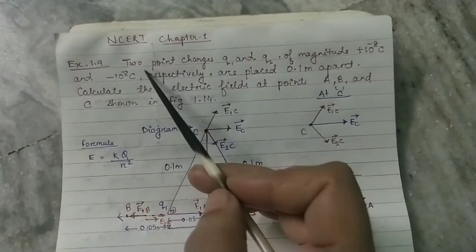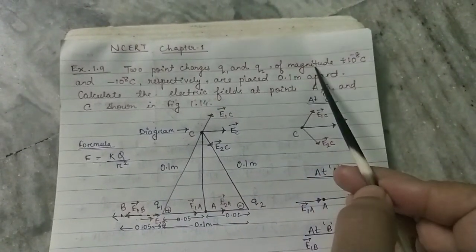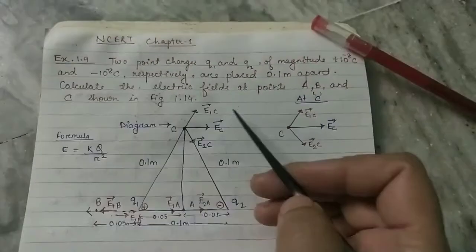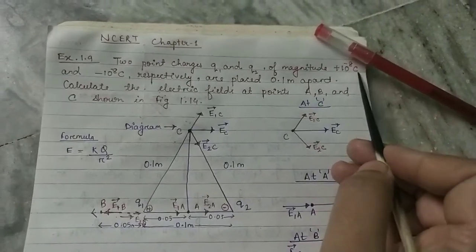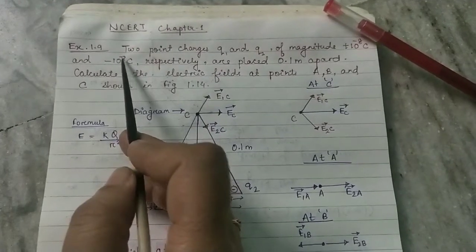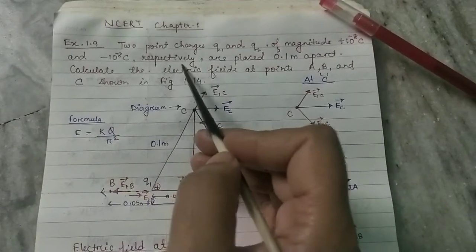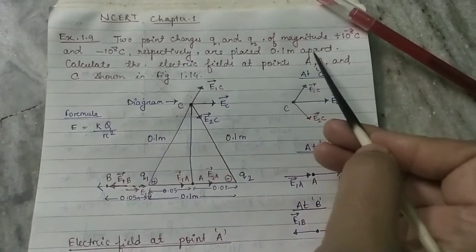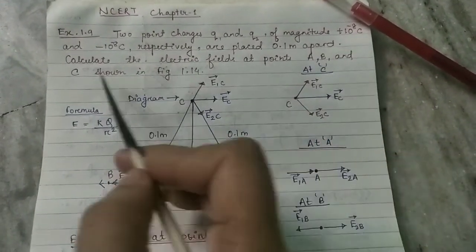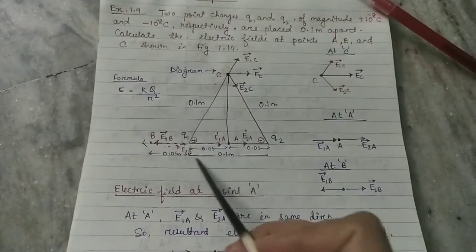The question here is: two-point charges Q1 and Q2 of magnitude plus 10 to the power minus 8 coulomb and minus 10 to the power minus 8 coulomb, one positive and one negative respectively, are placed 0.1 meter apart. Calculate the electric field at the points A, B and C as shown in figure 1.14. So figure 1.14 is this one.